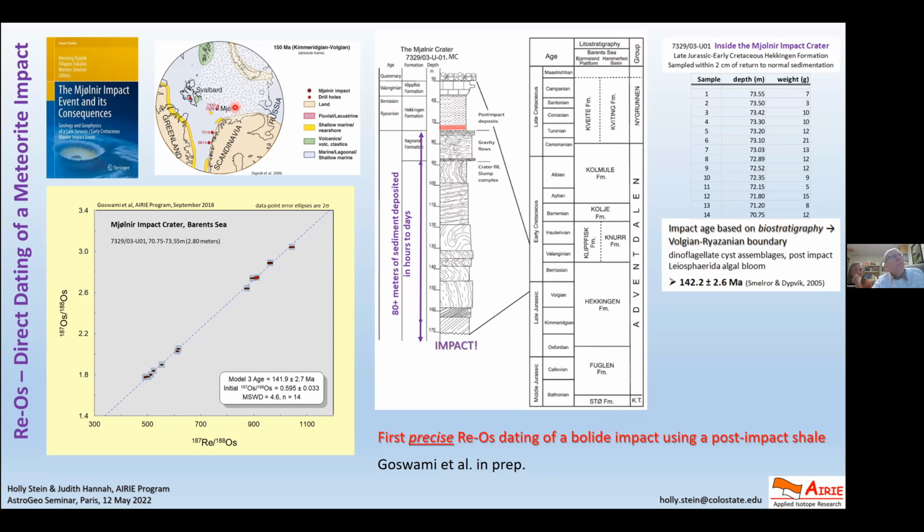This is a meteorite impact in the Barents Sea, the Mjølnir. The age of it, based on cyst assemblages and algal blooms, is thought to be about 142, plus or minus 2.6. Published in a paper, but this is a book on this whole Mjølnir impact. So we have samples over a depth of several meters here from several drill holes that are on the margin and within the crater here. And we get a very, very similar age. This is very satisfying. So the biostratigraphy is pretty much confirmed within 2 sigma uncertainty.